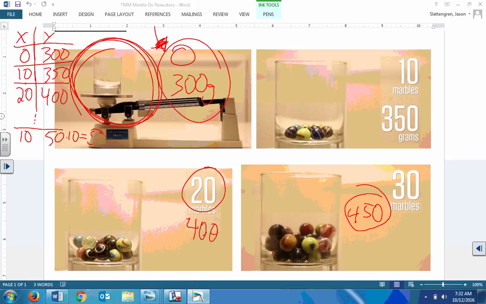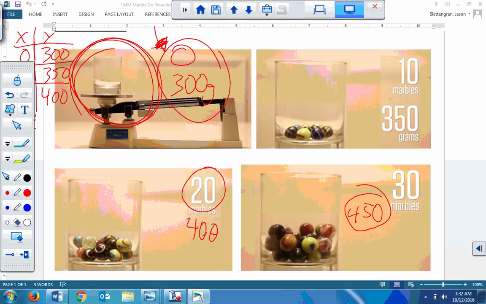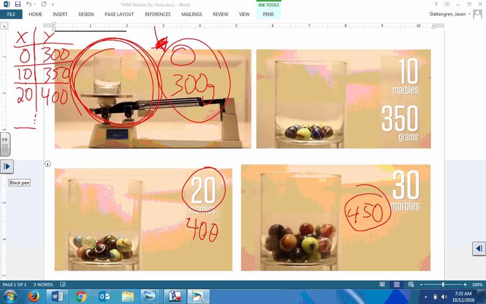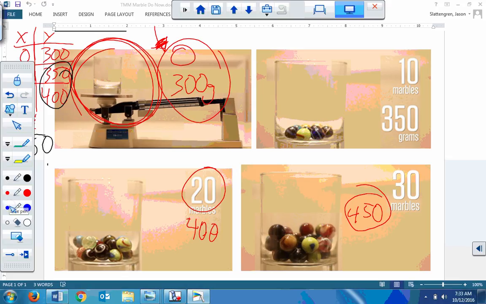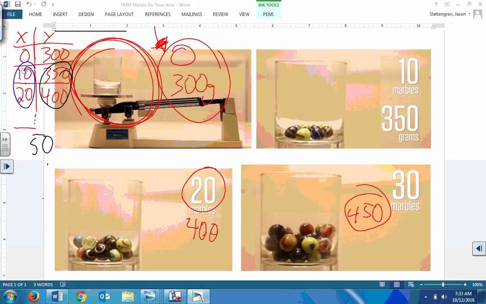And so we need to actually find our rate of change before we even worry about the start value, which is the change per 1 marble. So we have to take this 50, the change in our y, and divide it by the change in our x so we can find it for 1x. This is 50, the black, and the blue is the change of 10. So we take 50 divided by 10 to find 5 grams for 1 marble.